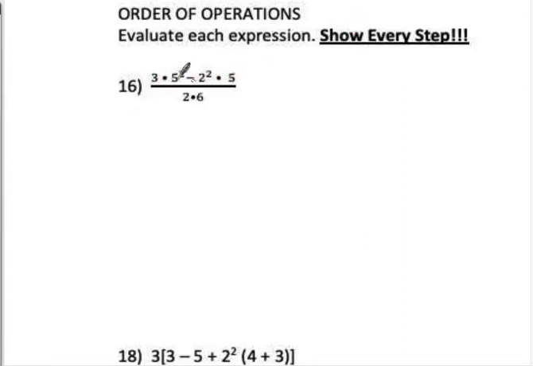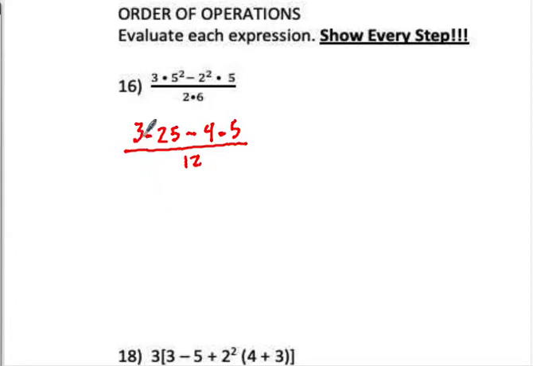So what's first here? Got to do the exponents first. So it'd be 3 times 25 minus 4 times 5. And then I can go ahead and multiply on the bottom. 2 times 6 is 12. Okay?